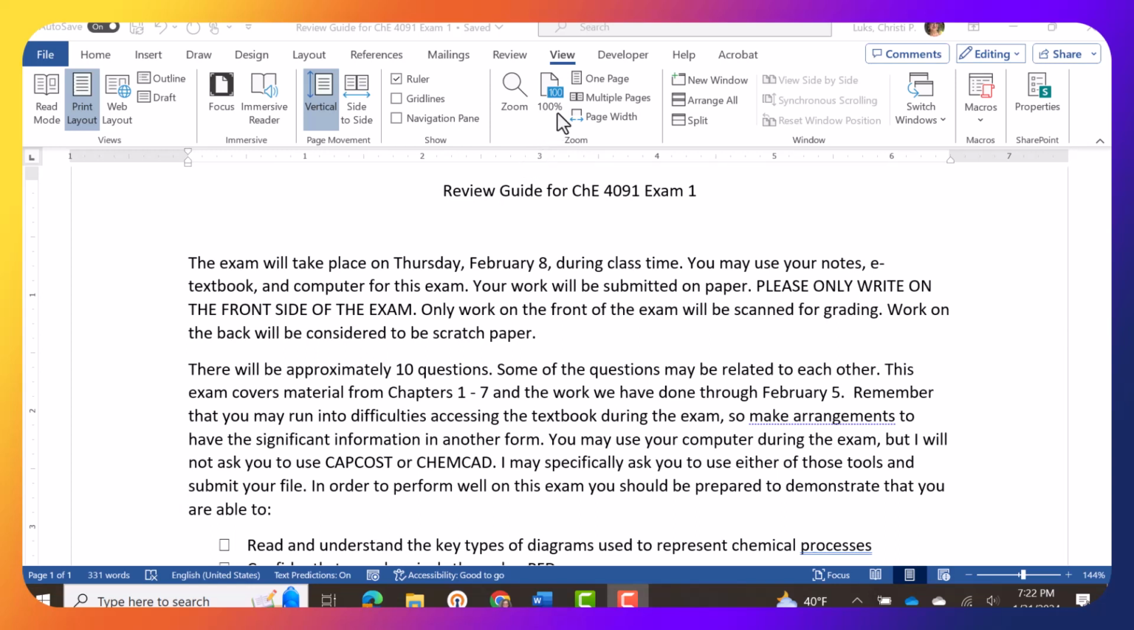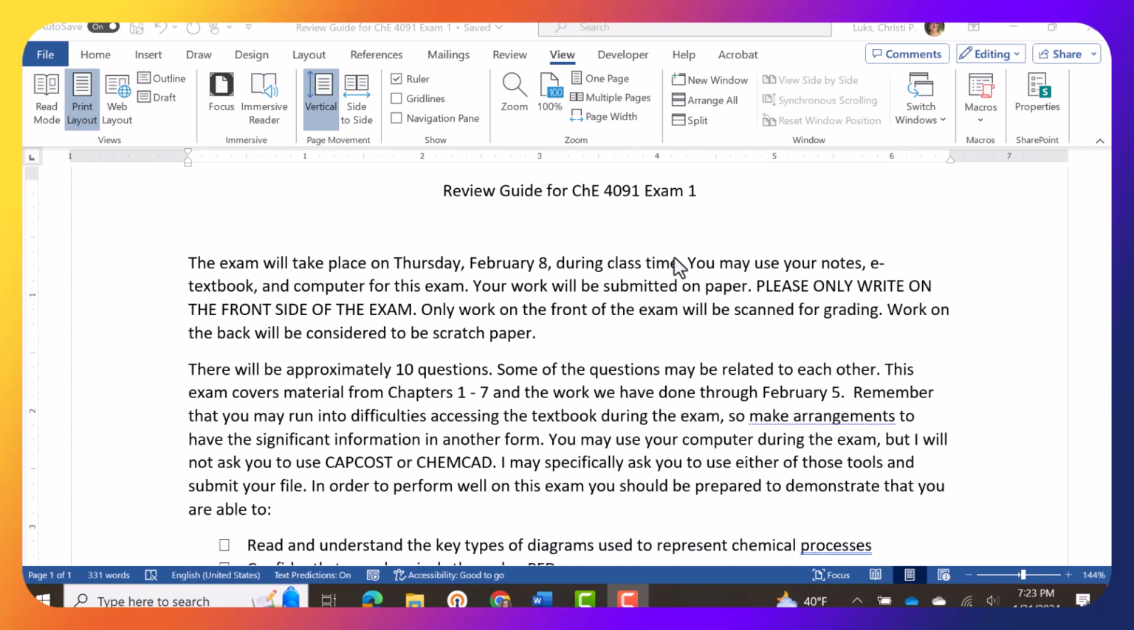Okay, I just wanted to very quickly go over what you need to know for the exam. It will be Thursday the 8th during class, so 9:30 to 10:45. You can use your notes, you can use your e-textbook, you can use your computer or iPad, whatever it is that you use. But your work is going to be submitted on paper.